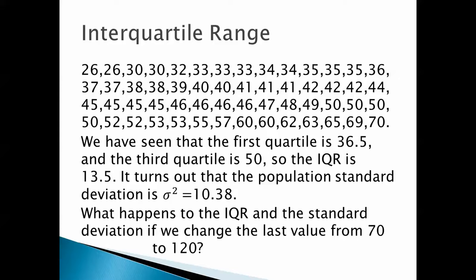Here again are the ages of the signers of the Declaration of Independence. We've seen the first quartile is 36.5, the third quartile is 50, so the IQR is 13.5. It turns out that the population standard deviation is 10.38. You can use Excel or SPSS or even your TI-83 to calculate this. What happens to the IQR and the standard deviation if we change that last value, that oldest person, from 70 to 120? Suppose instead of being 70, the oldest signer were 120.